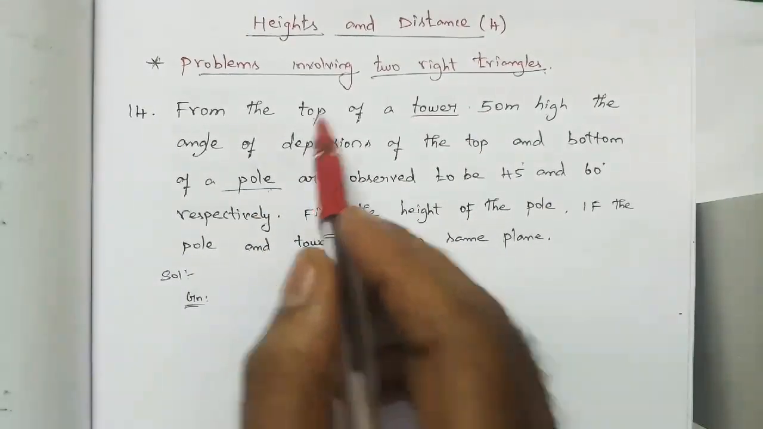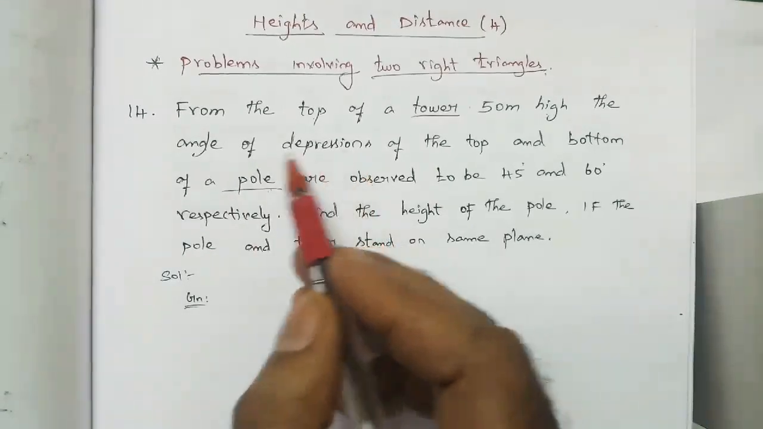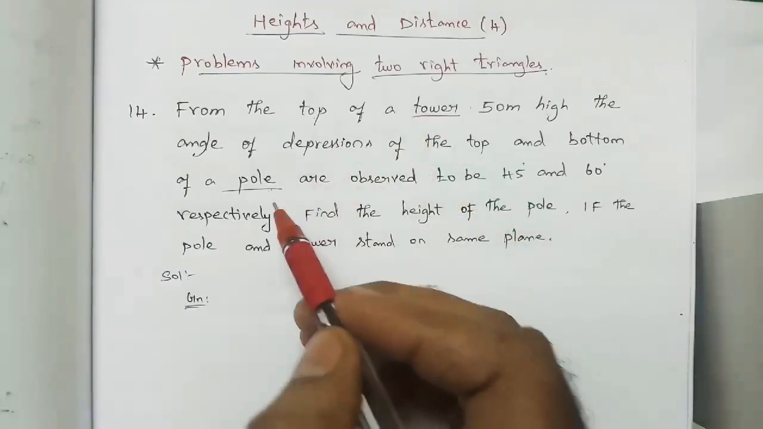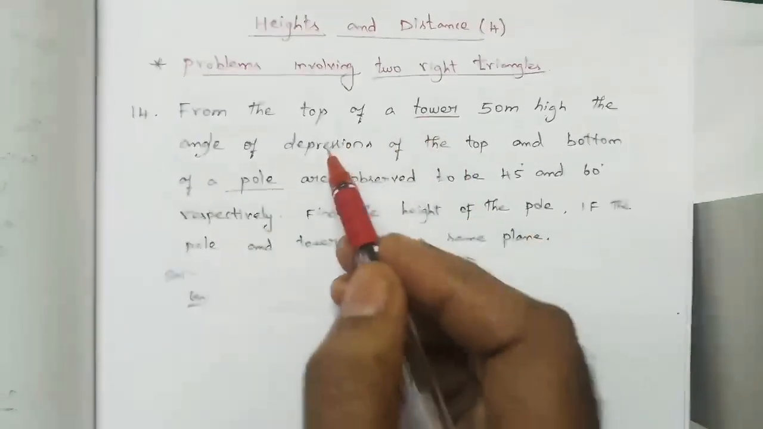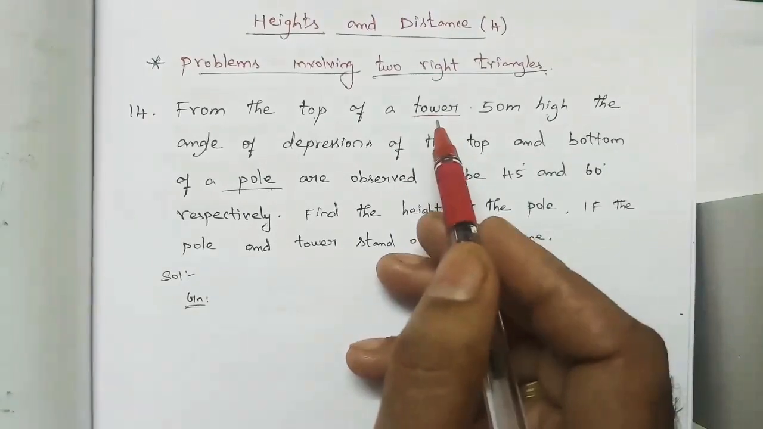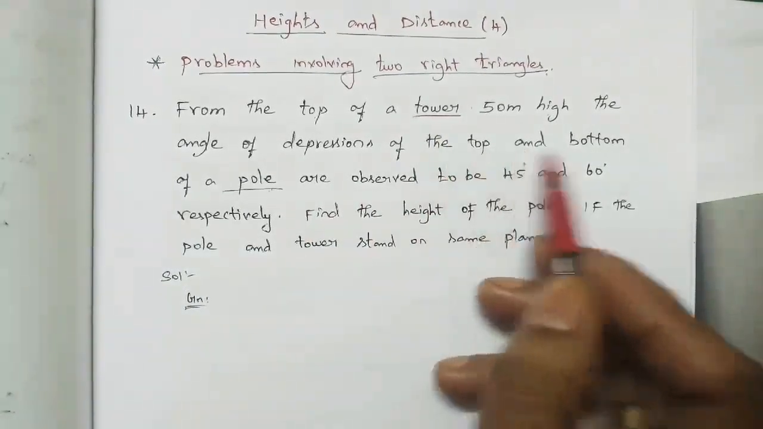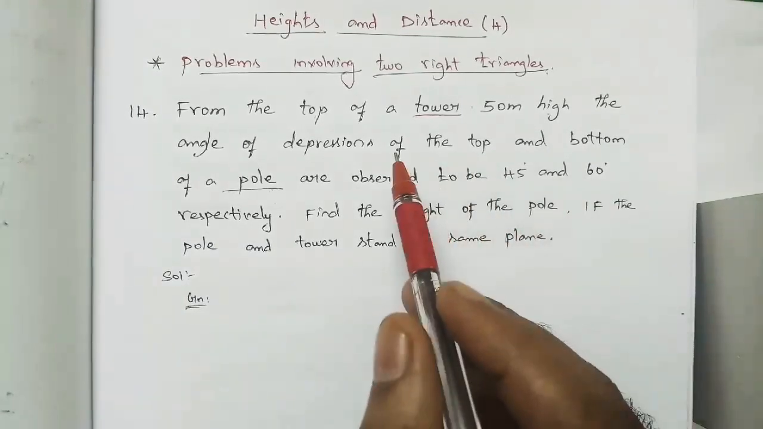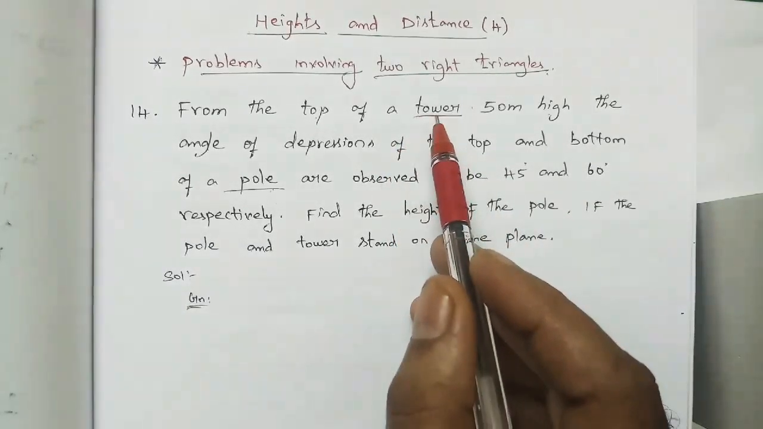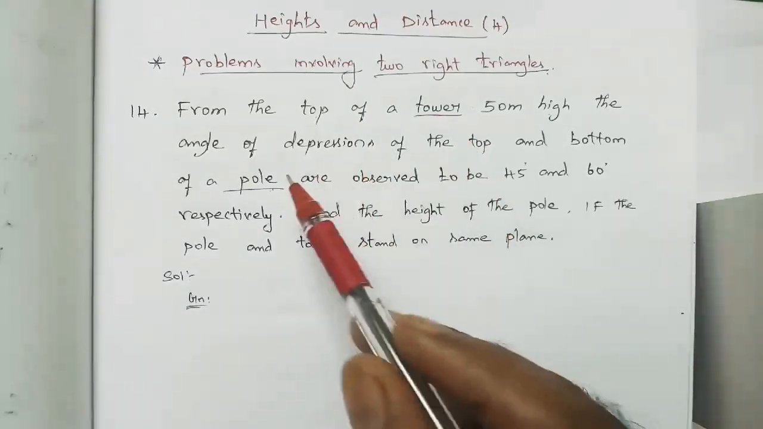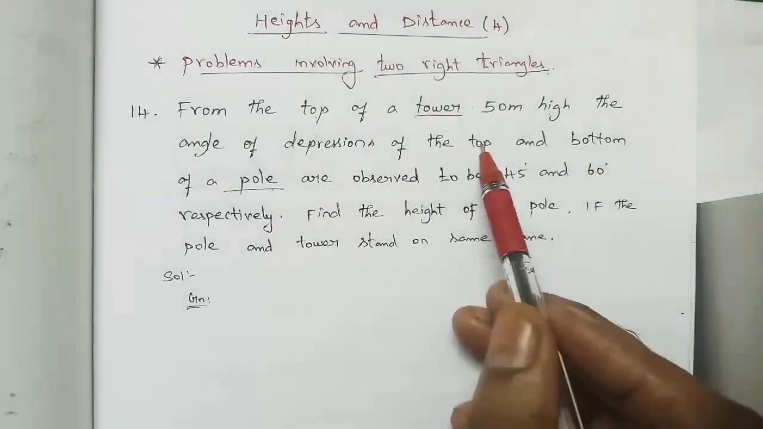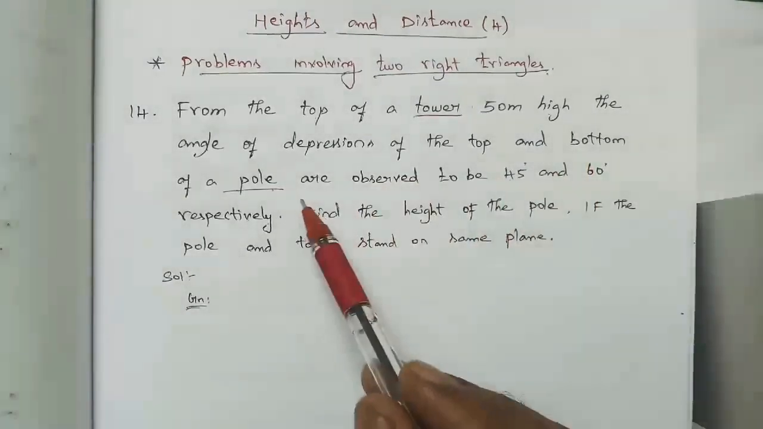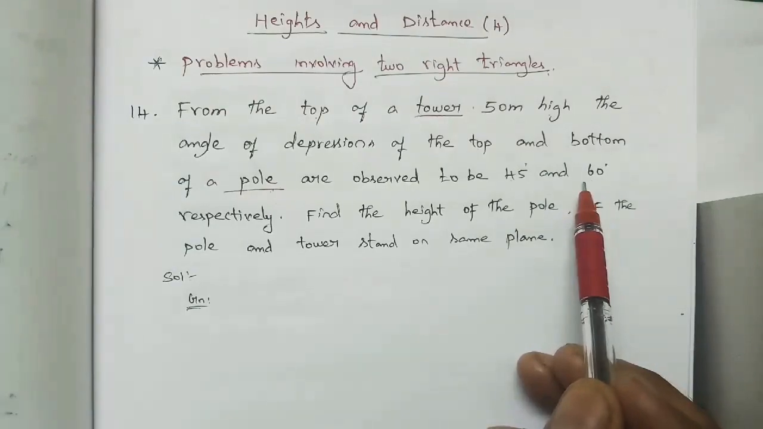From the top of the tower, they are observing the angle of depression. So is the tower bigger or the pole bigger? The tower is bigger, because the angle of depression is from the top of the tower. From the top and bottom of the pole, the angles are observed to be 45 degree and 60 degree. They are observing the top of the pole as well as the bottom of the pole. The top of the pole is the 45 degree angle of depression, and the bottom of the pole is the 60 degree angle of depression.